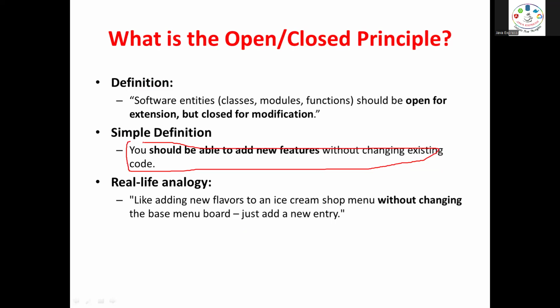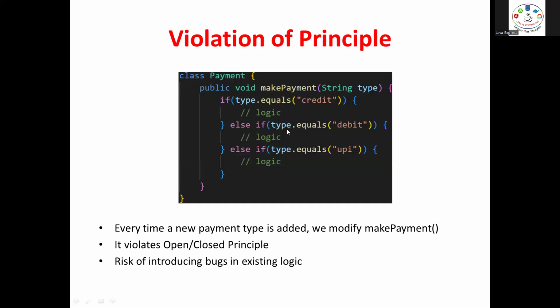Now, that was just the theory. If you see a piece of code, then you will get a better idea. Have a look here. You have a method called make payment. You want to purchase a product, and for that product you need to pay money. We have payment types: you want to pay via credit card, via debit card, or via UPI. So this is a payment, and this is about make payment.